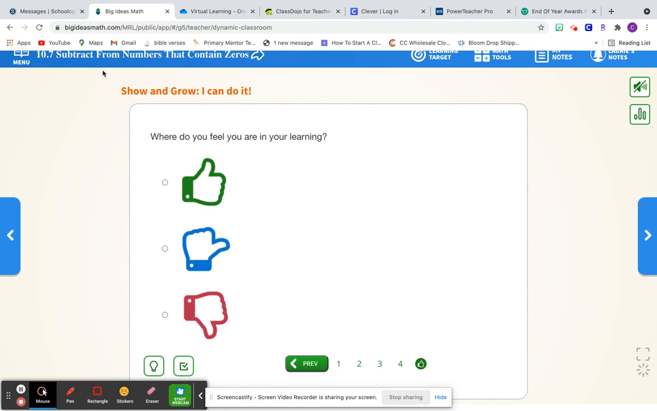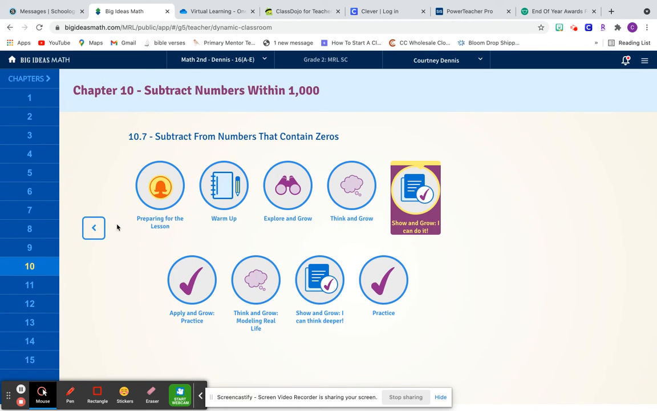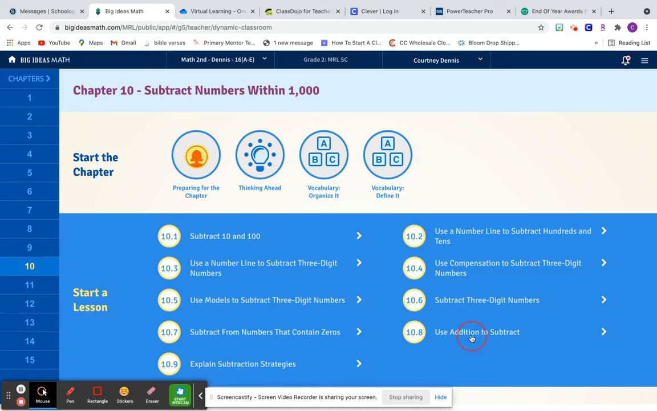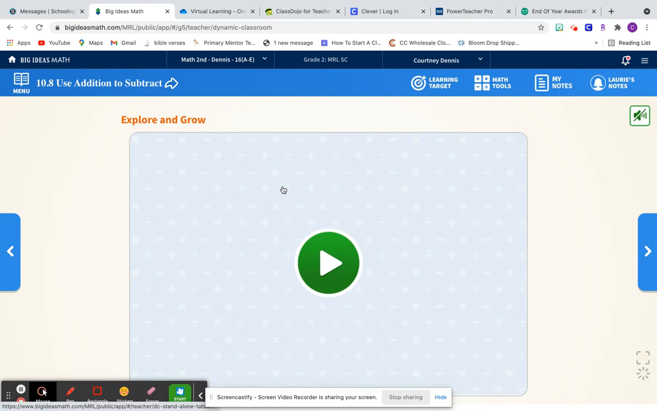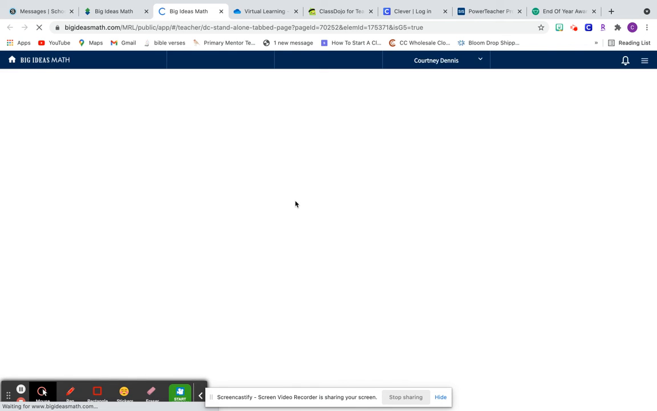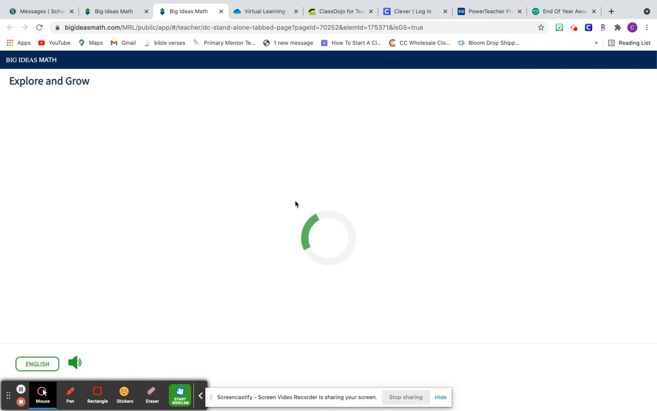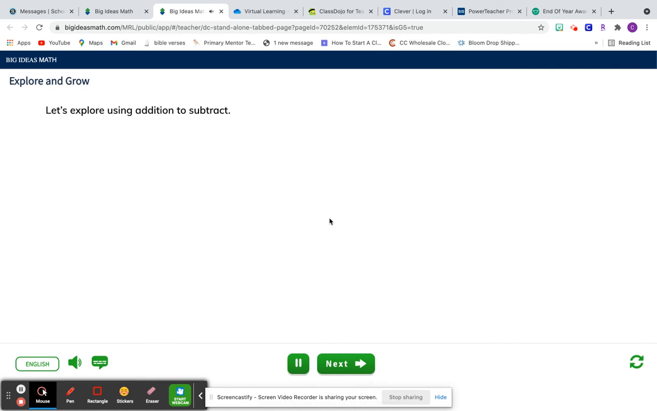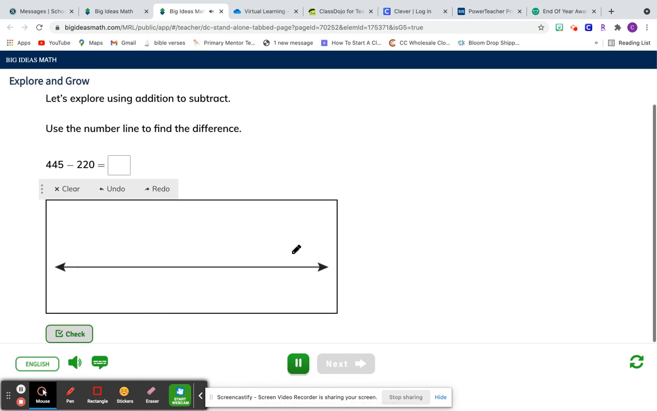All right, so now we are going to look at 10.8, which is using addition to subtract. Let's explore using addition to subtract. Use the number line to find the difference. All right, so let's just use our number line. Remember, to subtract them, we go this way on the number line.